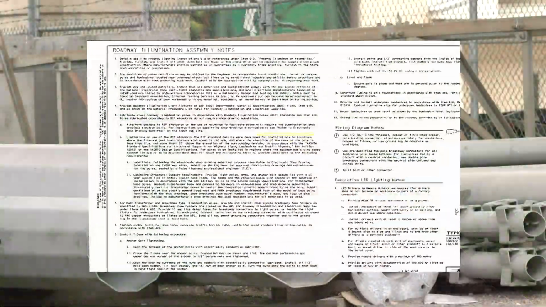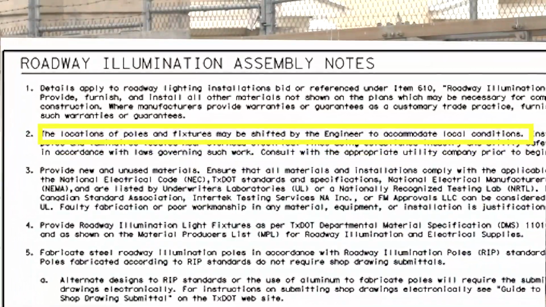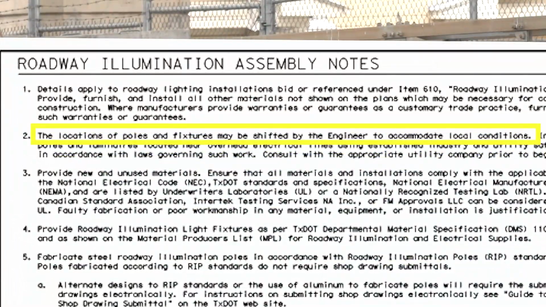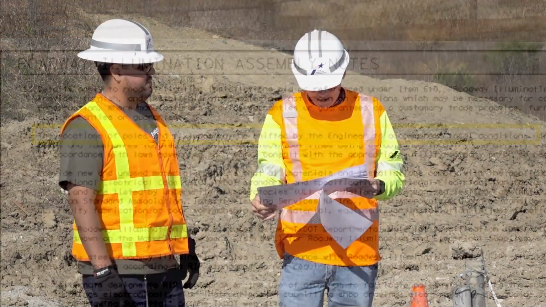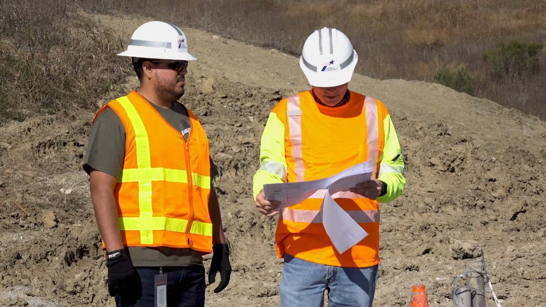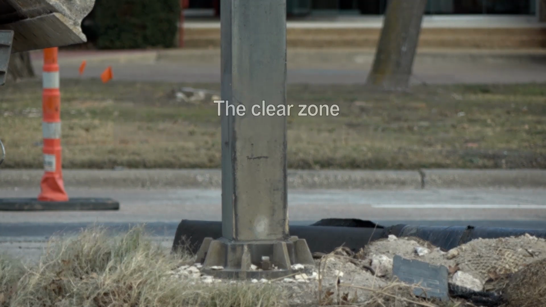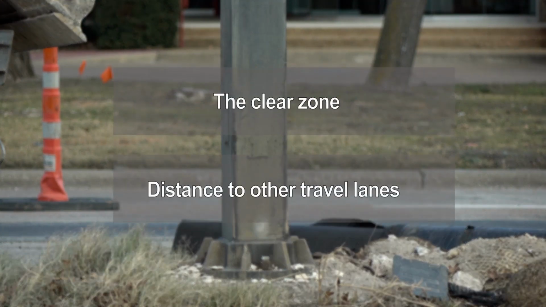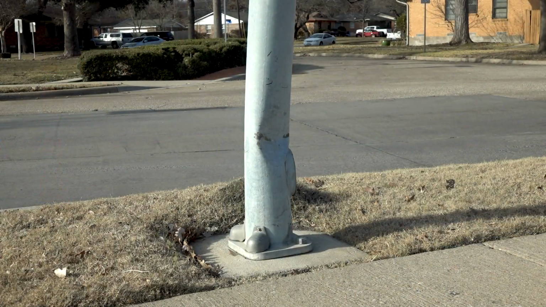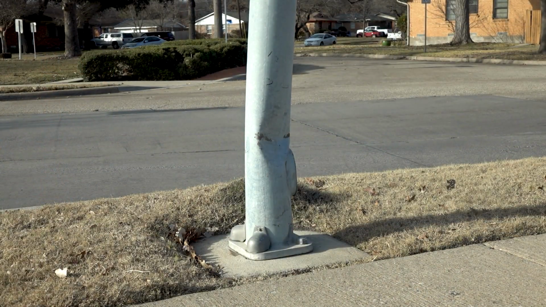As noted on RID 1, Note 2, the location of poles and fixtures may be shifted by the engineer to accommodate local conditions. The inspector should contact the engineer for additional information. The factors that affect the location of non-breakaway poles are the clear zone and distance to other travel lanes. This non-breakaway type pole was installed in the clear zone and has been severely damaged by an errant vehicle.